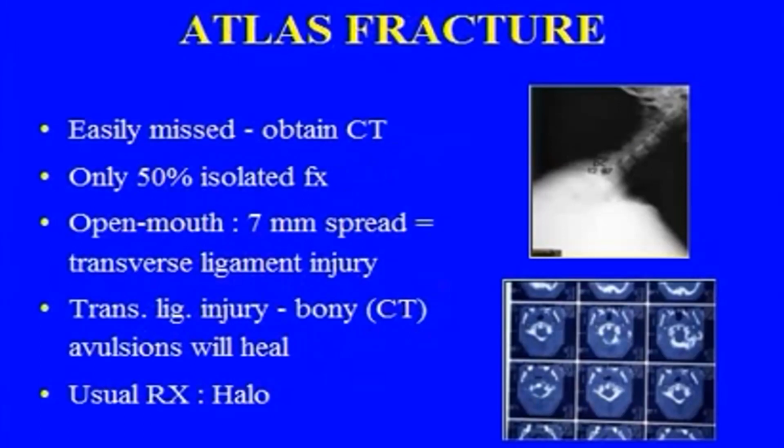If you have a ligamentous injury, we mentioned that the length of the transverse ligament is 6.9. If this overhang is present, it means that the ligament is torn. If you have avulsion of a fragment of bone with it, you can put them in a hard cervical collar and they would unite. The usual treatment of these cases is by putting them in a halo.